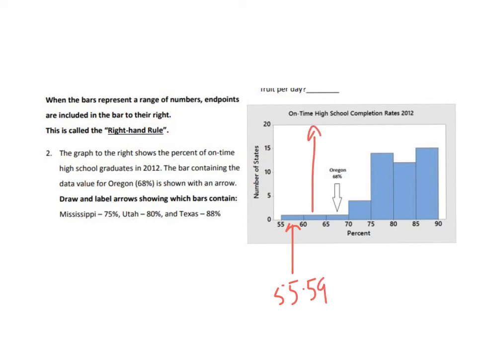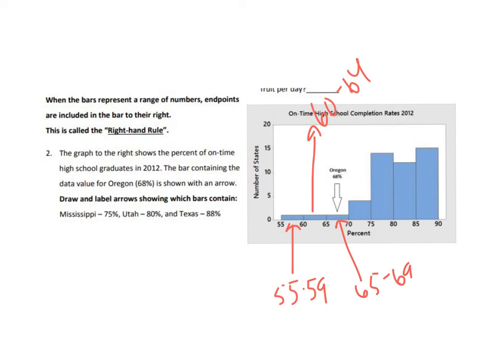This bar in here represents your numbers, let me get the eraser. This bar represents 60 to 64. This bar in here represents 65 to 69. So whatever number is at the beginning of the bar, that number goes to the bar to the right, not to the bar to the left. It doesn't go to both. Whatever that number is, that goes to the right.